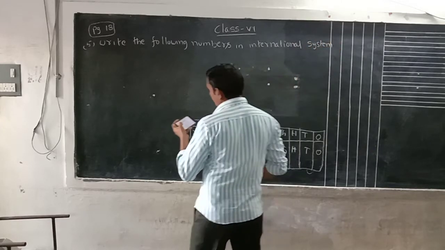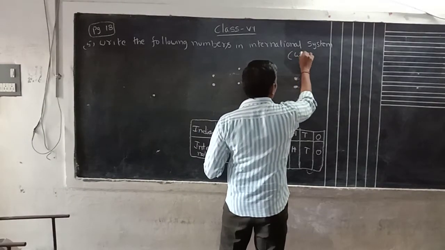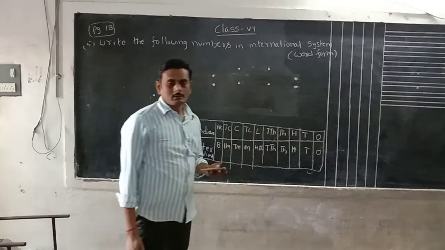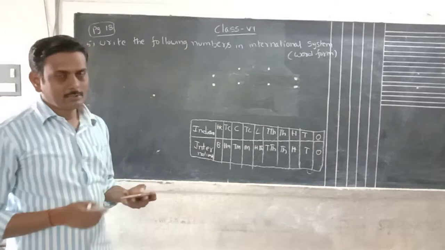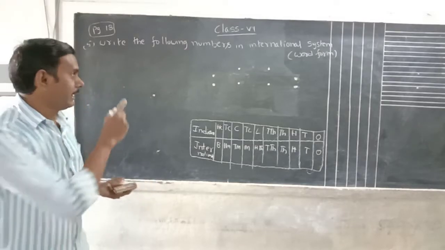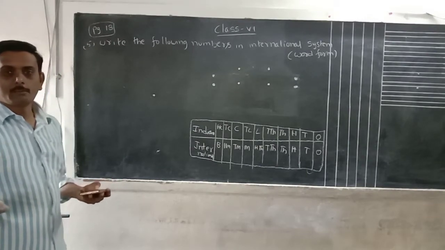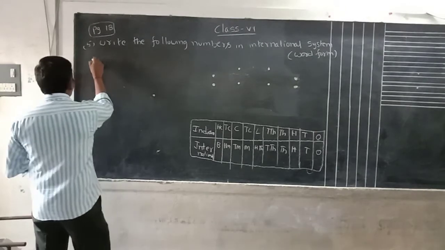What is the meaning of international system? They are asking for the word form. We have to write. That means an Indian system number is given to you, and only then can we write the international system. Indirectly they are saying: write in the international system. That means the question is in the form of the Indian system.